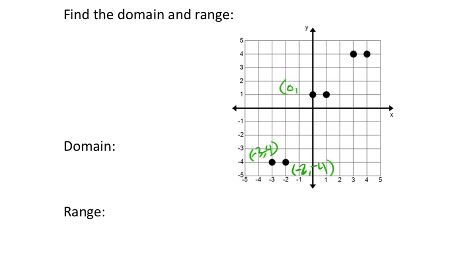And then this one, 0, 1. And then 1, 1. And then 3, 4. And then also 4, 4. So these are the ordered pairs that I have. And if you need to list them like this in the beginning, so be it.